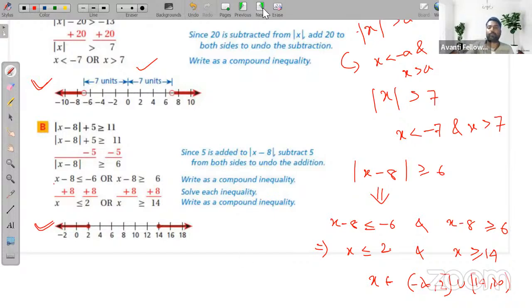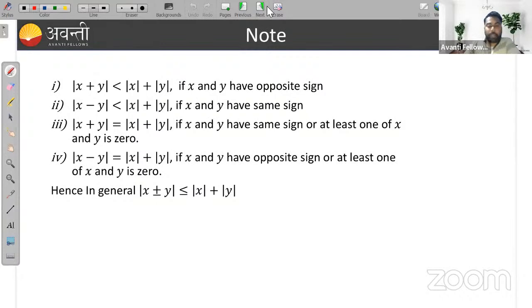Okay, let's move on. Here you have some notes for you. There are some inequalities you have to remember. Mod of x plus y is less than mod of x plus mod of y if x and y have opposite signs. If x is positive and y is negative, or if x is negative and y is positive, then this inequality will be satisfied.